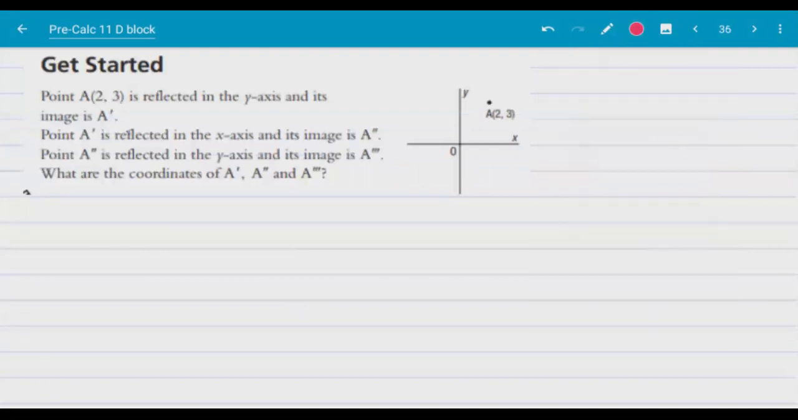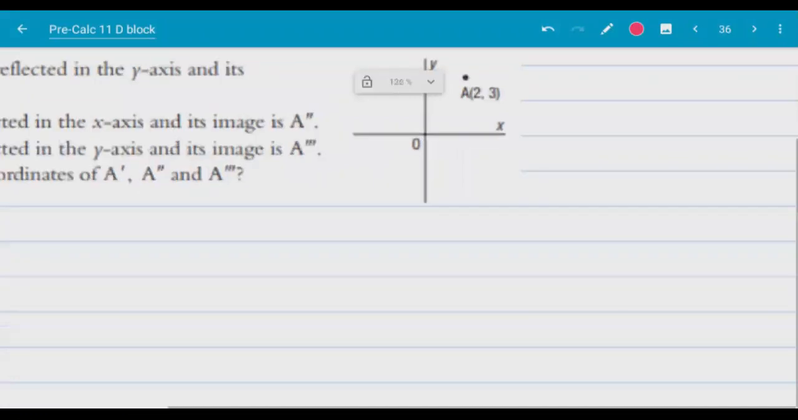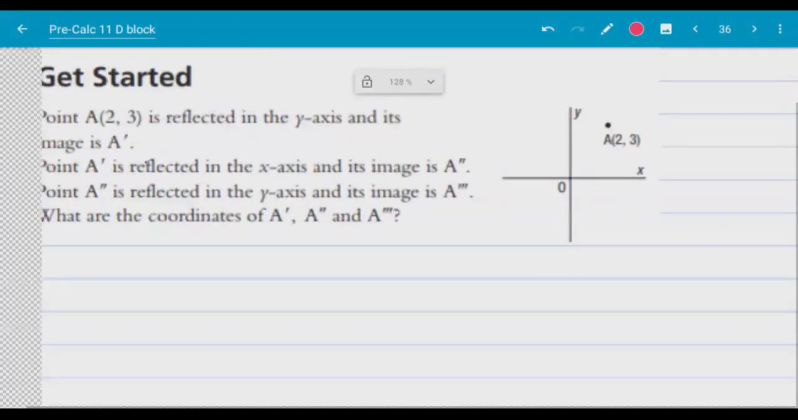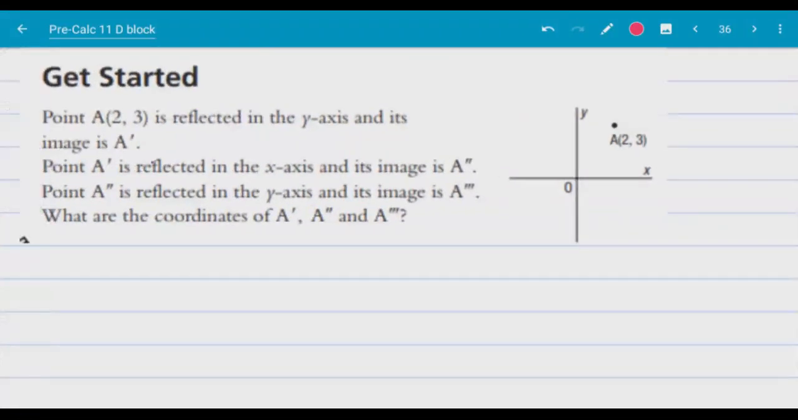So let's do some get started parts here. Point A (2, 3) is reflected in the y-axis and its image is A prime. So if we're going to be reflecting that over the y-axis, it's probably going to be somewhere like this, okay? It is just a sketch. So this one is A prime. What are the coordinates of A prime? So A prime would be what?